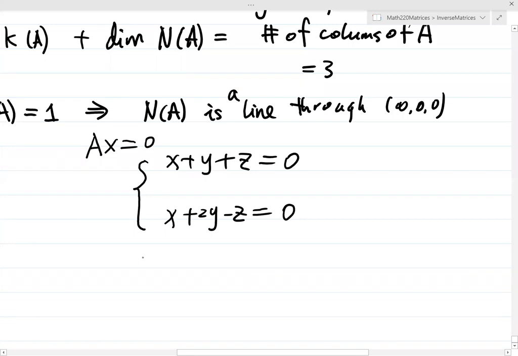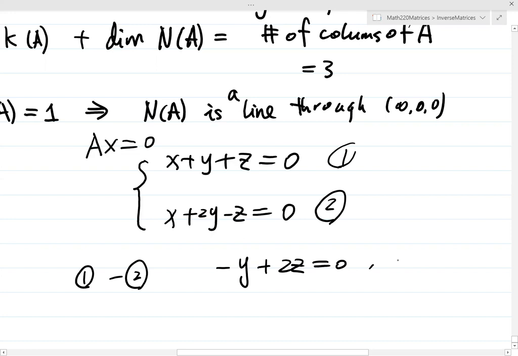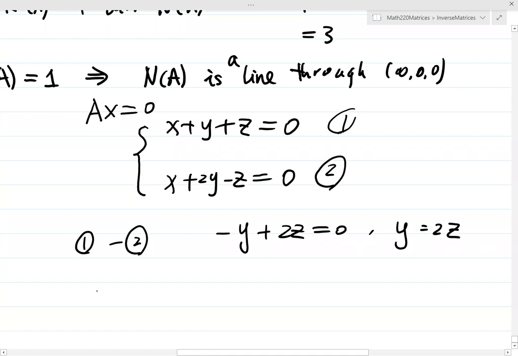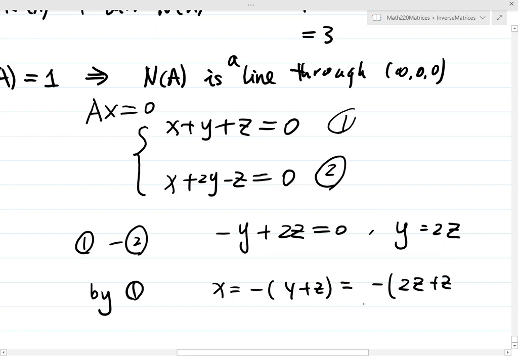Okay, now we solve it. We have a free variable. For instance, we multiply by negative 2. The reason is that we want to cancel x. So we get negative y plus 2z is 0. So we solve: y is 2z. Now by equation 1, x is negative y plus z, which is negative 2z plus z, which is negative 3z.